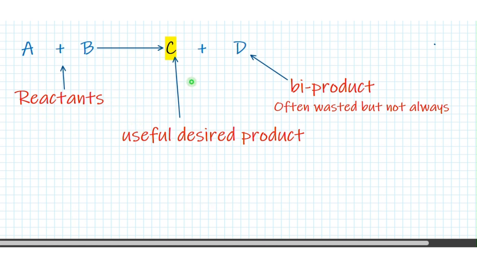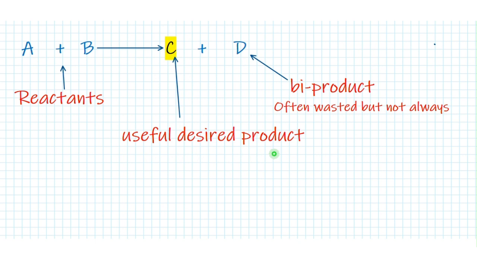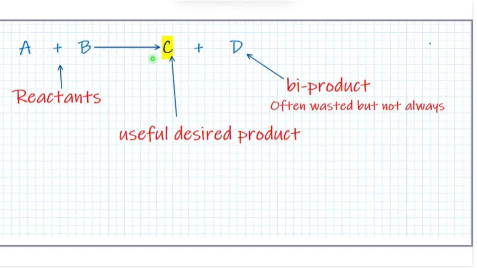C is our useful desired product. That's the stuff we're trying to make. And D is our byproduct. Often waste, but not always. Sometimes we can use it. But what we're trying to do today is to work out how much of C there is as a percentage of A and B. And we must try and get C as high as possible to save energy and to stop waste.